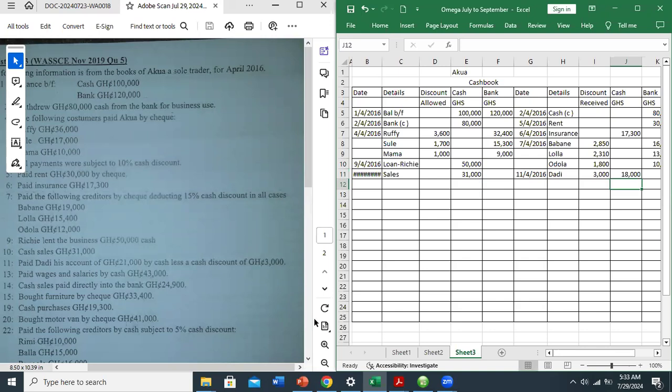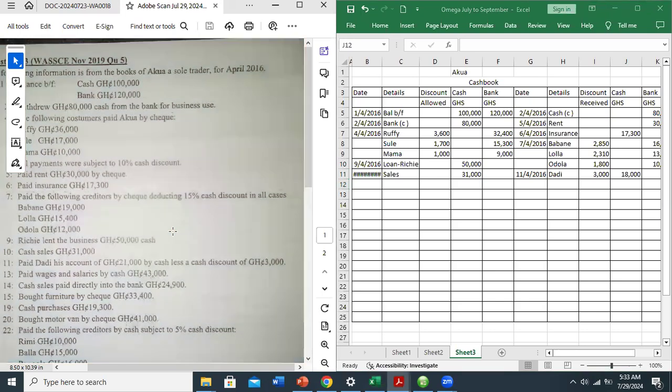Now, please, sometimes you also have to be watchful. Some of the questions will give you the net figure straight away, but there will be a certain line making you aware of that. For example, paid Daddy 21,000 after deducting discount of 3,000. So the word "after" should tell you that the 21,000 will be the net figure. So sometimes watch out so that you don't miss any important detail.